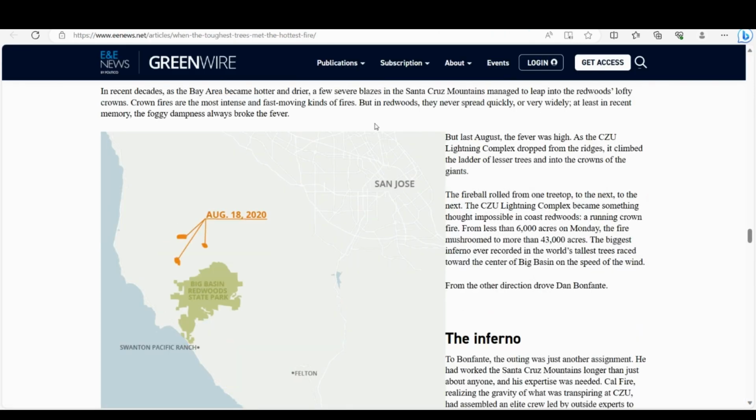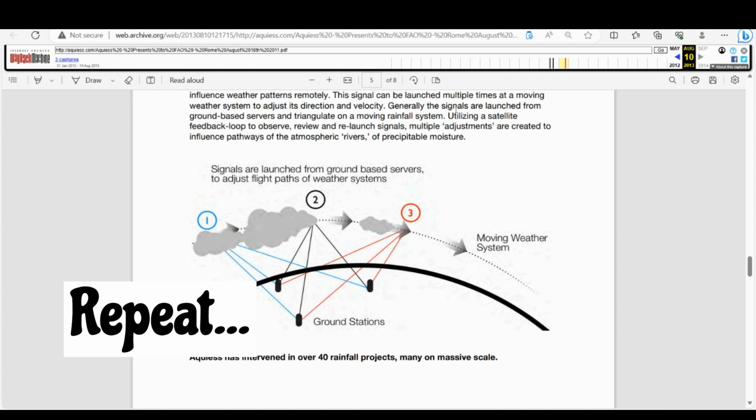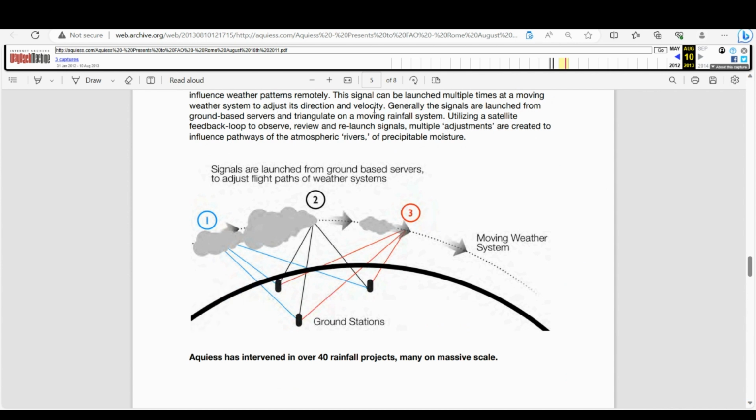It's just sad to me. The signal can be launched multiple times at a moving weather system to adjust its direction and velocity, directing the weather.